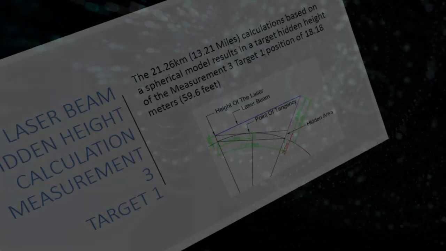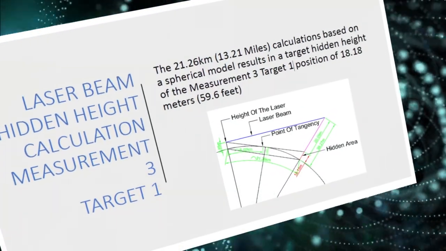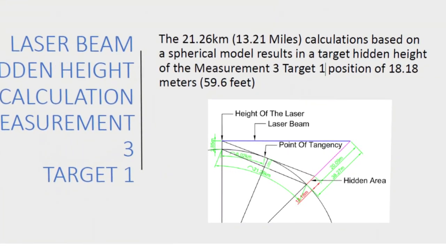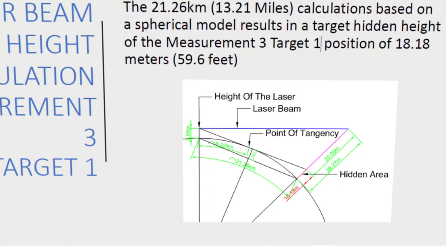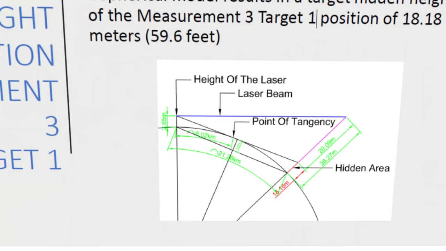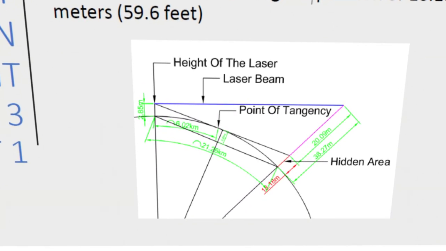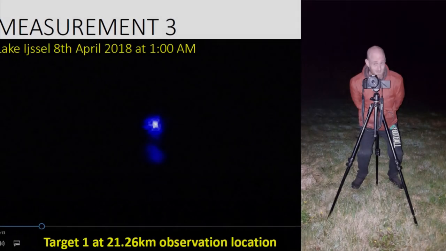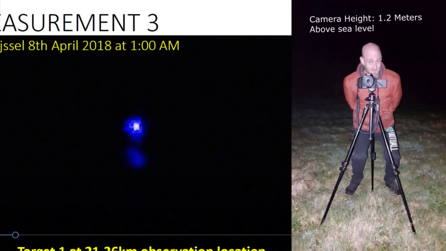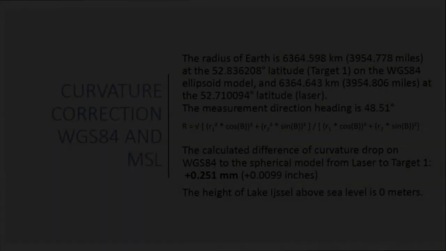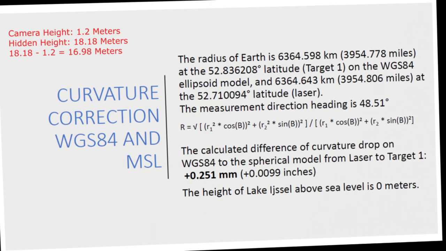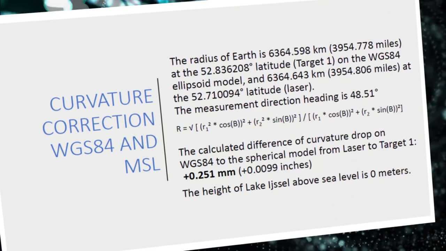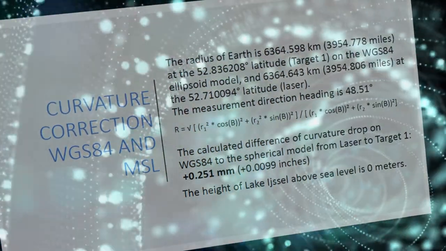The 21.26 kilometer calculations based upon the WGS-84 geoid model resulted in a target hidden height for measurement 3 Isel Lake, target 1 location of 18.18 meters or 59.6 feet. The camera height was 1.2 meters. The WGS-84 geoid model differed by 16.98 meters in this measurement, which meant 93% of the target hidden height was visible.